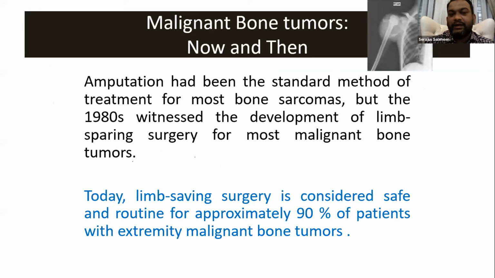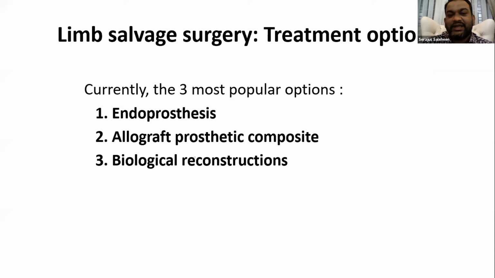So in management of the malignant bone tumor, amputation had been the standard method of treatment for most bone sarcoma, but the 1980s witnessed the development of limb sparing surgery for most malignant bone tumors. Today, limb saving surgery is considered safe and routine for approximately 90% of the patients with extremity malignant bone tumor. And the limb salvage surgery treatment options in malignant bone tumors are 3 popular options: endoprosthesis, allograft prosthetic composite, and biological reconstruction.